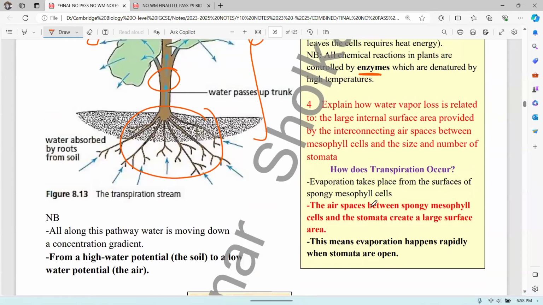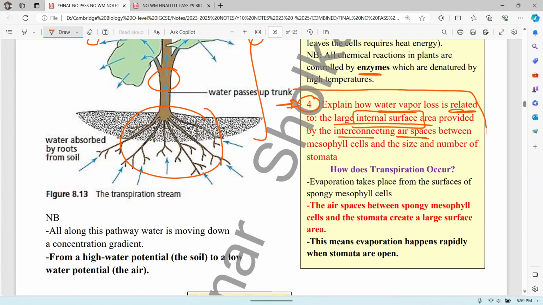Okay. Look here at objective 4. When you see a number, realize that this is an objective coming from the syllabus. Explain how water vapor loss is related to the large internal surface area provided by the interconnecting air spaces between mesophyll cells and the size and the number of the stomata.